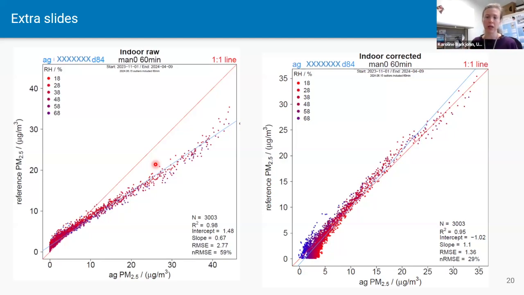So I think machine learning may be needed for some of the gas sensors that have more complicated dependencies. But from what I've seen, a lot of the PM sensors, you can do okay with physics-based or multilinear regression type equations.